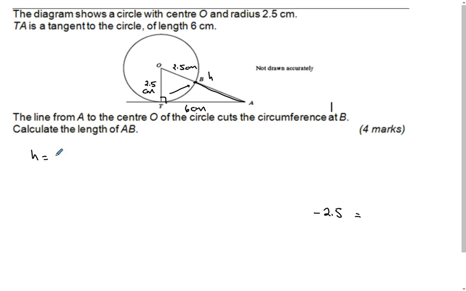So H, which is OA, equals the square root of 2.5 squared plus 6 squared. Okay, once you put that on your calculator, you get 6.5 centimeters. Okay, so you've got your 6.5 centimeters. It goes there, so you've got 6.5 minus 2.5 is 4 centimeters.